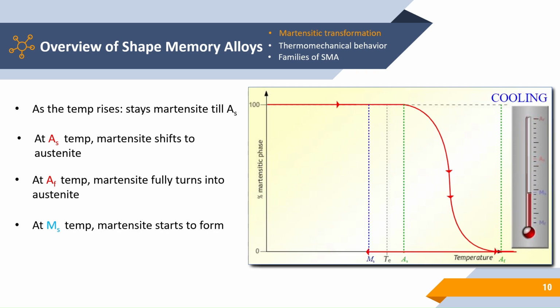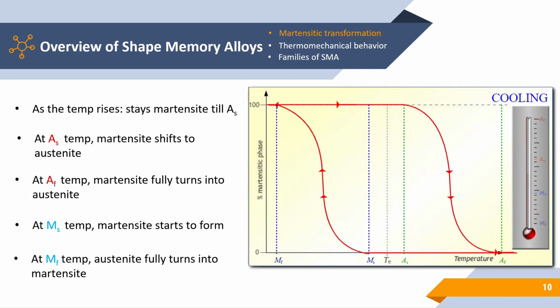Now, when cooling to the martensite start temperature, the austenitic phase starts to transform back into the martensitic phase until it reaches the martensite finish temperature, where the phase is fully martensitic.